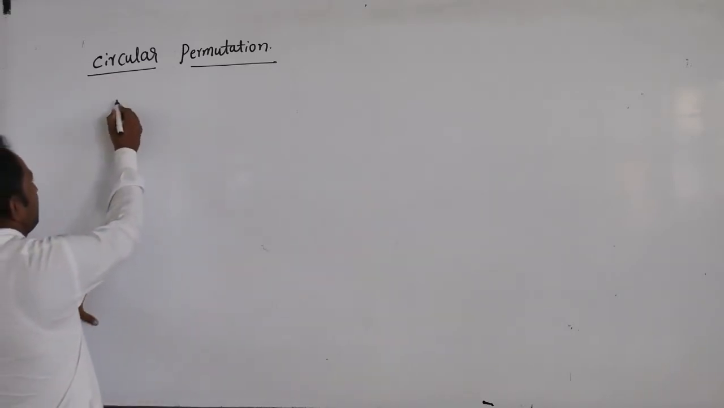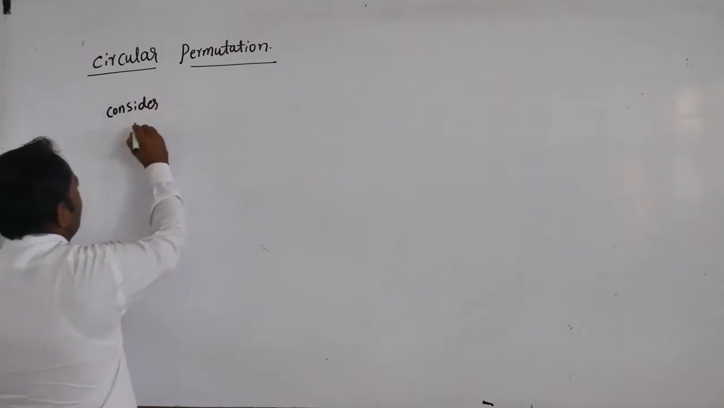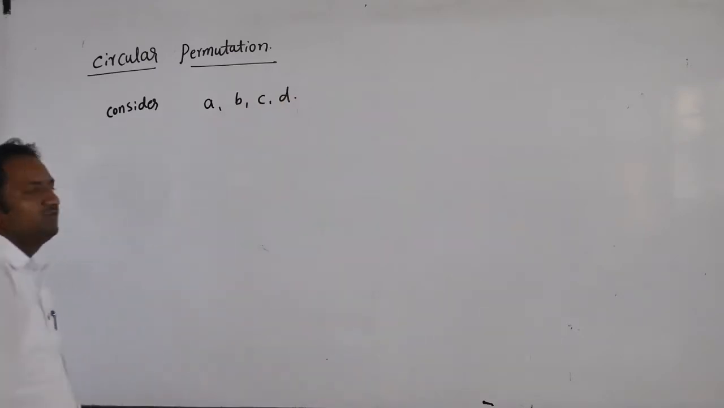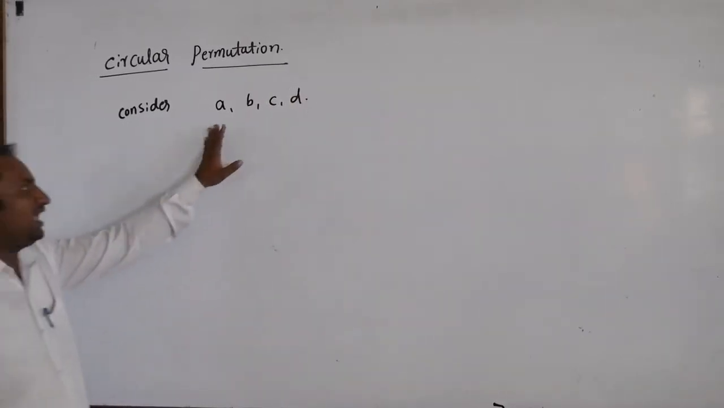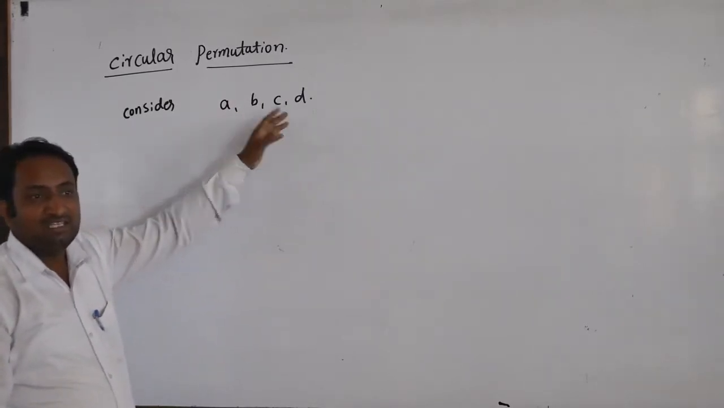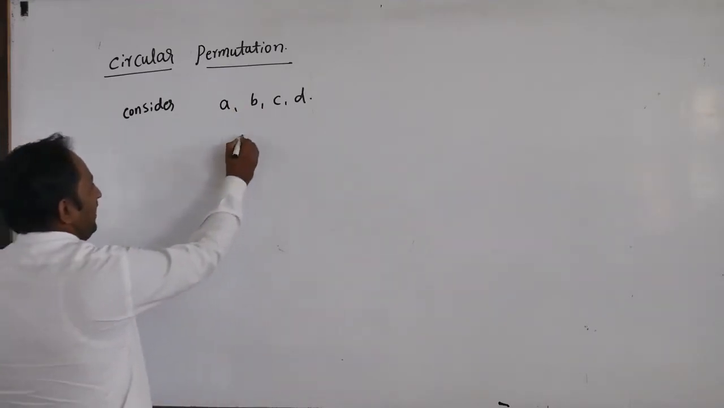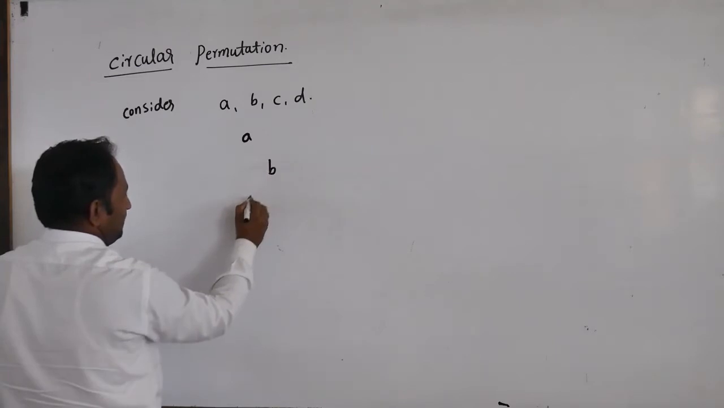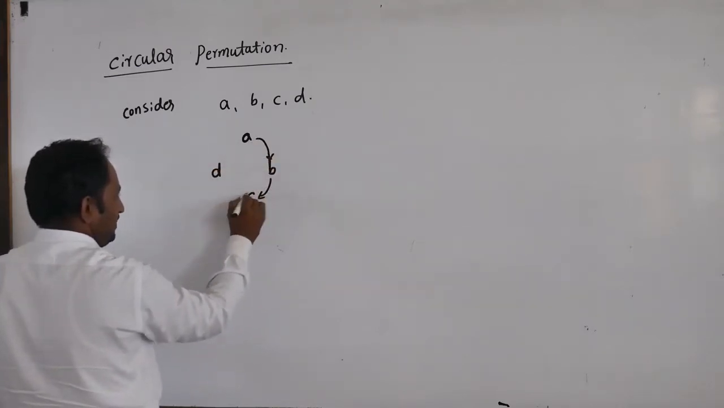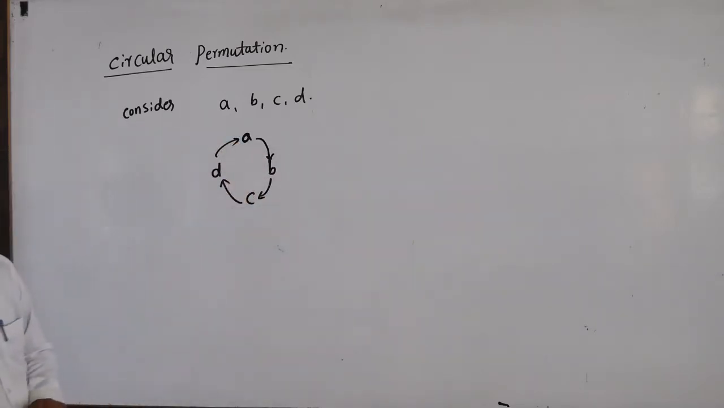For example, we consider A, B, C, D, four elements. These four elements can be arranged in a circular path: A to B, B to C, C to D, and D to A. This is a circular permutation.